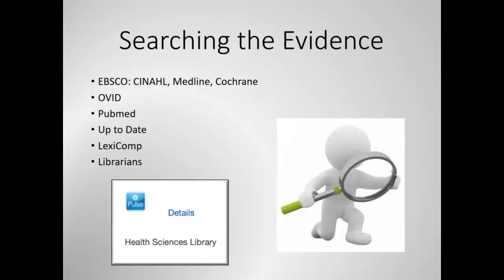So once you decide what it is you want to look for, you need to search the evidence. So we are lucky enough to have all these different things. EBSCO, CINAHL. So CINAHL is very, very nursing focused. We have Medline, and we have the Cochrane. We have Ovid and PubMed and UpToDate and Lexicomp, but the best resource ever is our librarians. So if you go on to Citrix, you can find an icon that is either in ePulse, or you can find their own icon, which is Health Science Library. And you can click on that, and that will take you to an area that tells you how to do research.